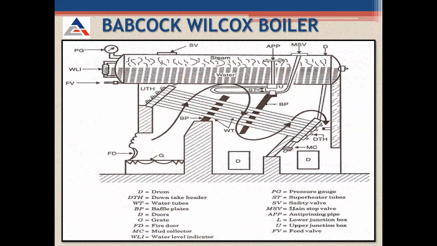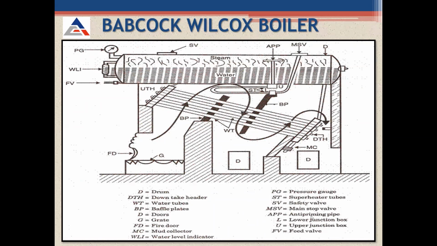Then the safety valve is there. If the temperature increases above the limit inside this drum, then to control that temperature, the safety valve is opened and the temperature is lowered. Then the main stop valve is there. This is the main stop valve to stop the steam inside this drum, and it is opened only when the steam is required by the turbine. It's the same function as we have studied in the Cochran boiler.